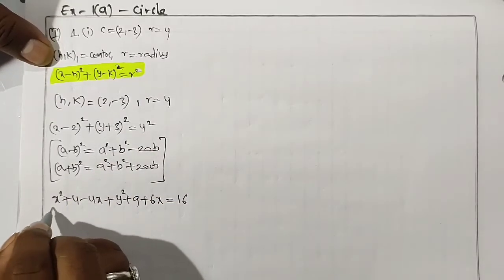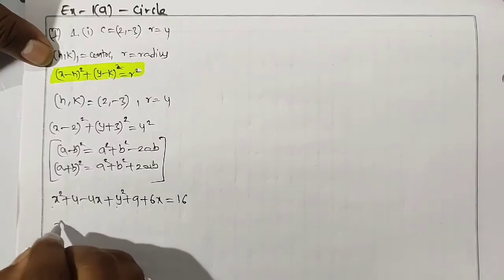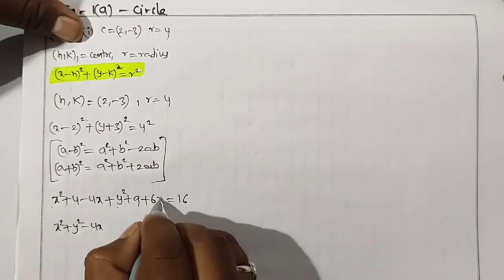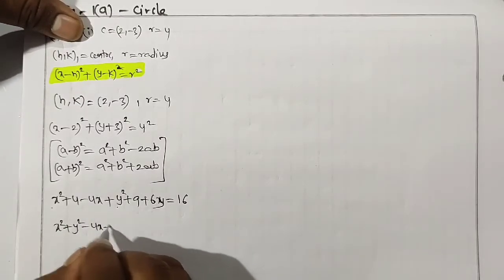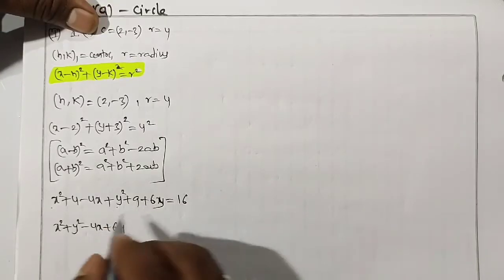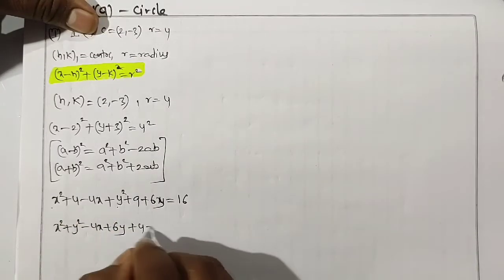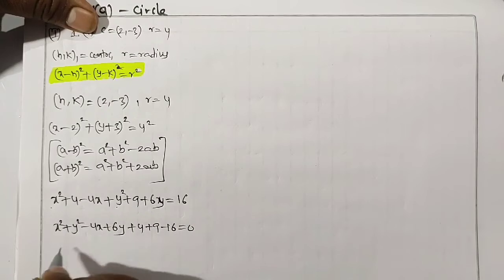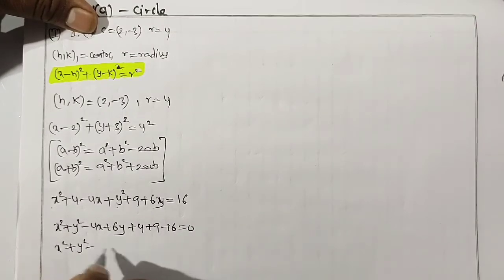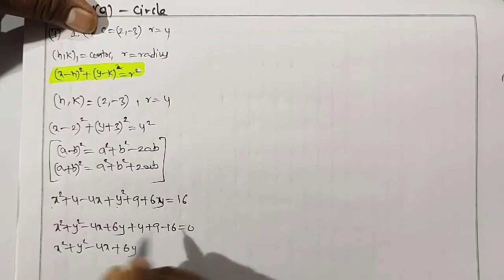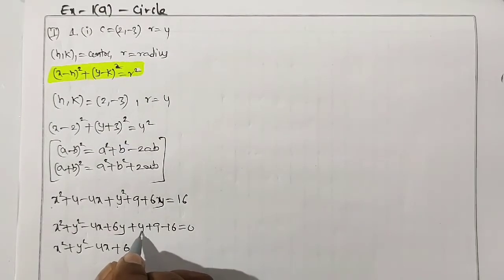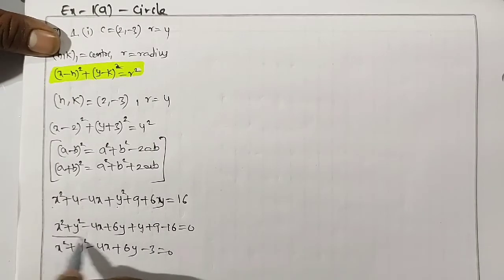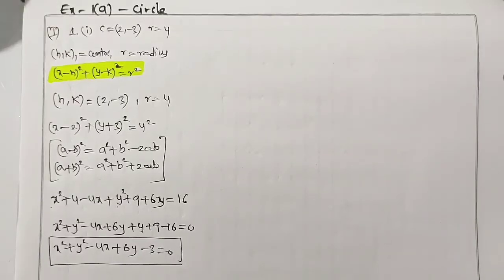We get x square and y square at one place, x square plus y square, then the x term minus 4x, then the y term, sorry, is plus 6y. Then take that here plus 4 plus 9, and taking 16 to this side it becomes minus 16 is equal to 0. So we get x square plus y square minus 4x plus 6y. 9 plus 4 is 13, 13 minus 16 we get minus 3 is equal to 0. So this is the circle equation for the given radius and center.